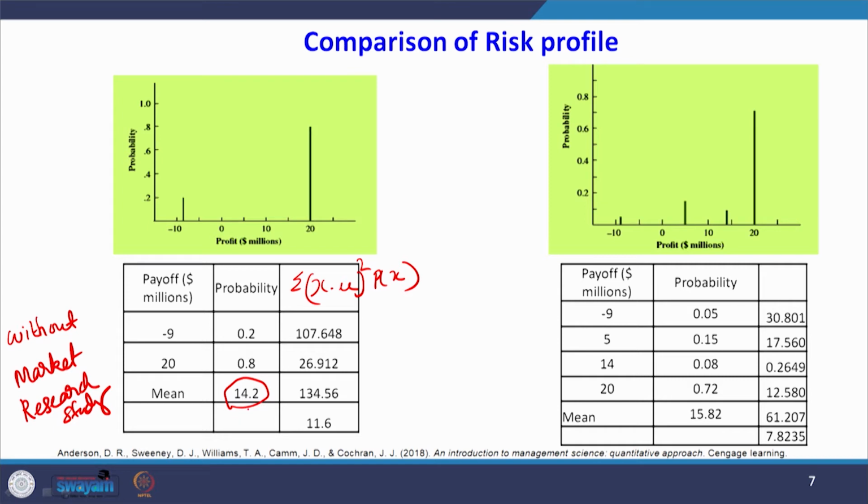First, we will find the variance. Variance is x minus mu whole square. So, for example, I am writing minus 9 minus 14.2 whole square multiplied by 0.2, plus 20 minus 14.2 whole square multiplied by 0.8. That sum is 134.56, that is the variance. When you take the square root of that, we get the standard deviation. So, the risk of taking the decision without the market research study is 11.6. But come to the right hand side.